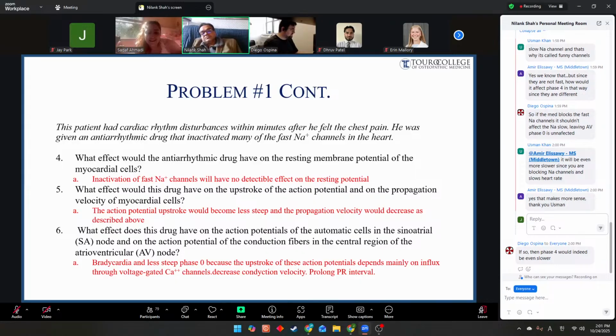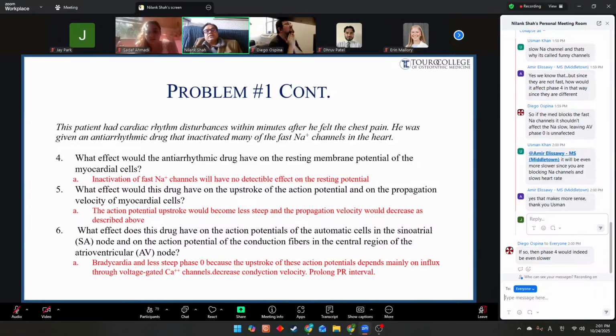Why? Because they're voltage gated and responsive to the rate of depolarization. Exactly. So since you prolong the depolarization of phase 4, fewer calcium channels will be activated and available in phase 0, and that's why phase 0 is less steep in the SA node.